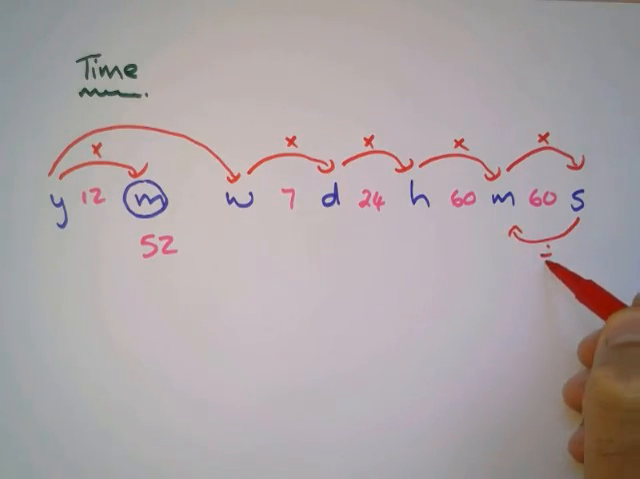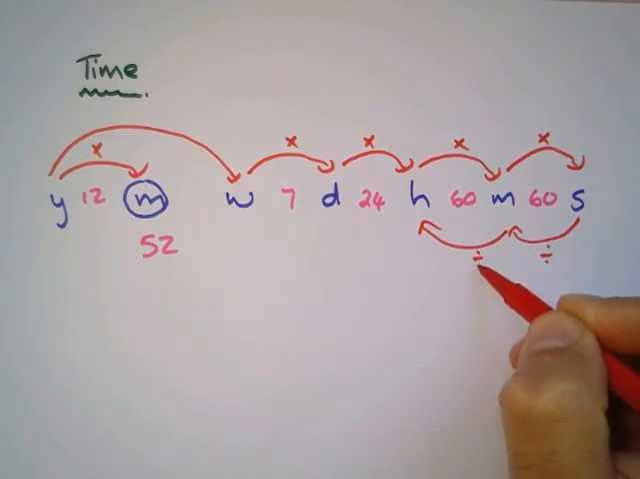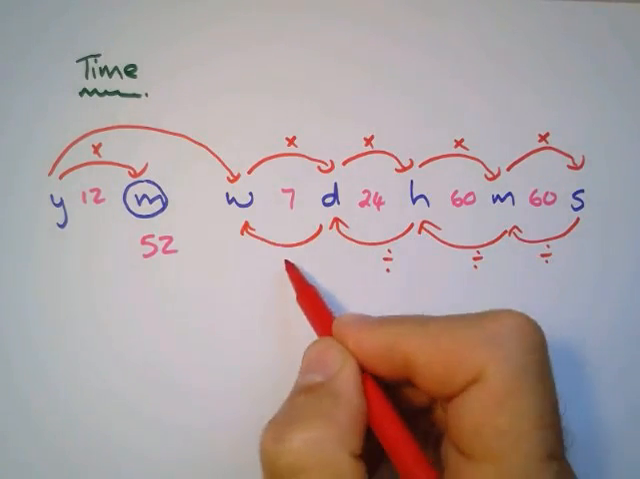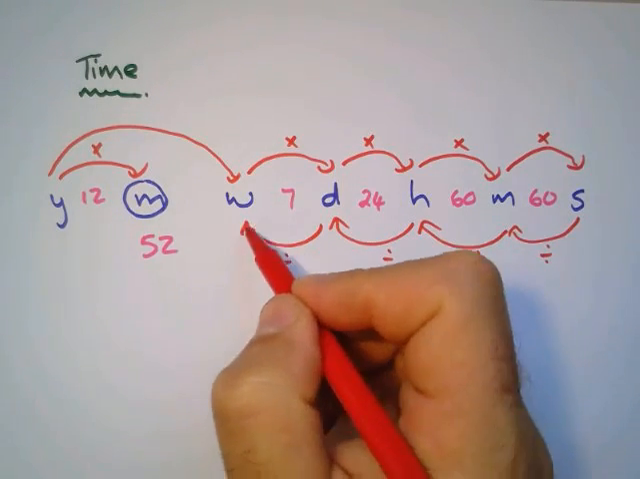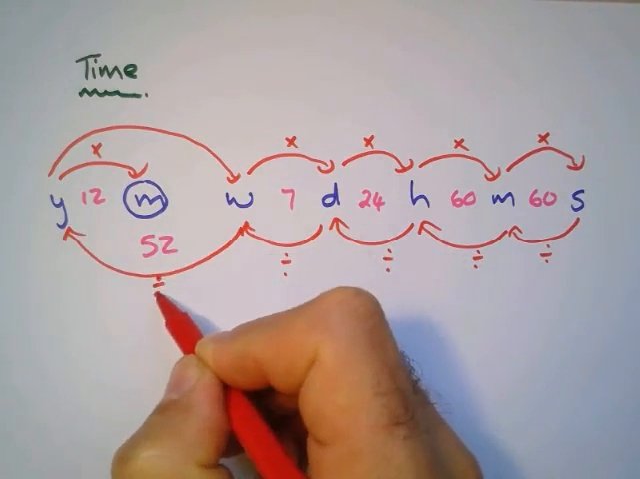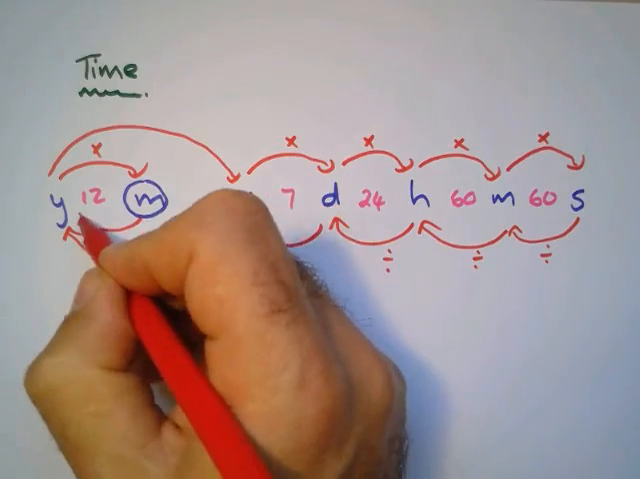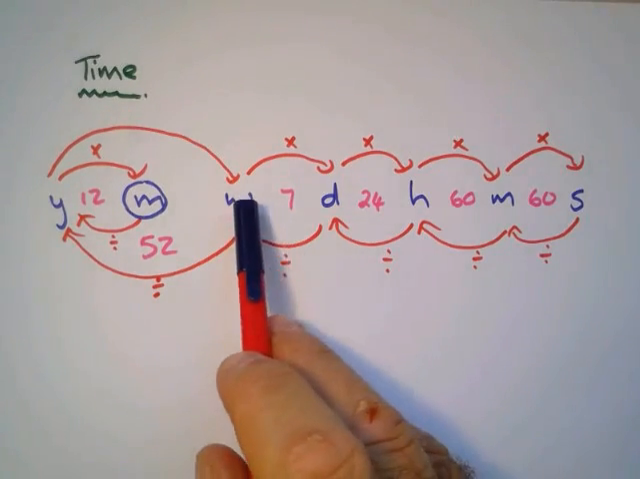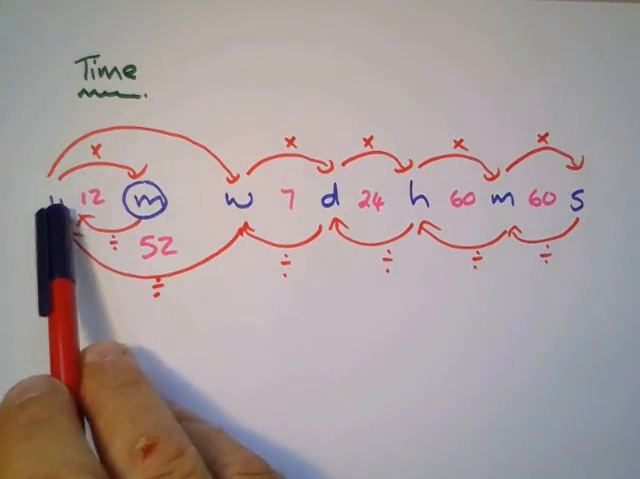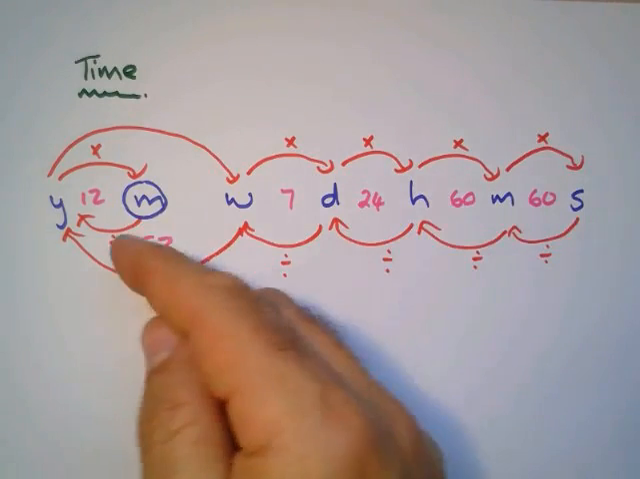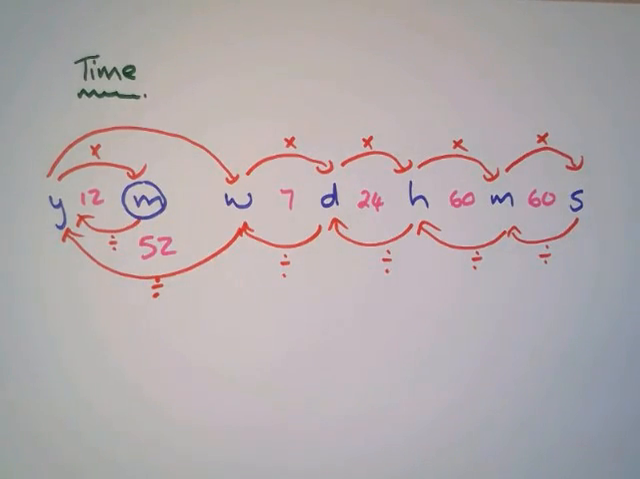In this direction, I divide, divide, divide by 7. From weeks to months, I divide, and from months to years, I divide. So we can only go to months once we have years. We can't go to months from this side or that side at all.